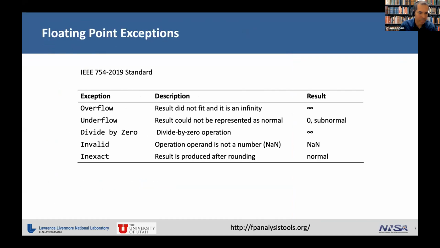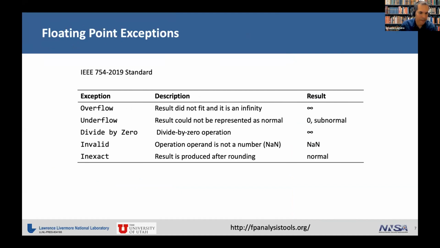And so it detects, as I said, floating point exceptions. These are the floating point exceptions that are defined in the IEEE standard. So we have overflow that produces infinity values. We have underflows that can produce 0 or subnormal numbers. We could have divisions by 0 that produce infinity as well, and invalid operations that produce NaN, or not a number.